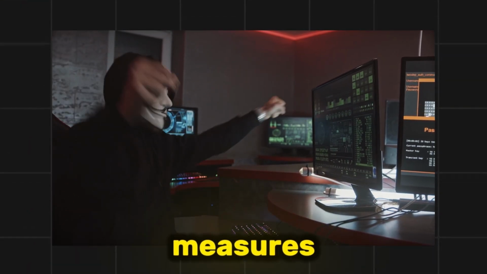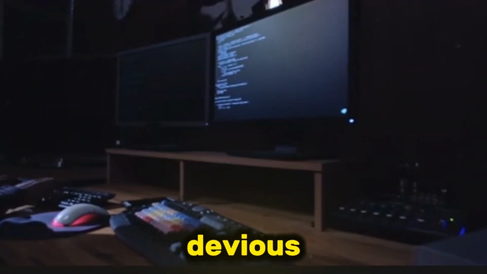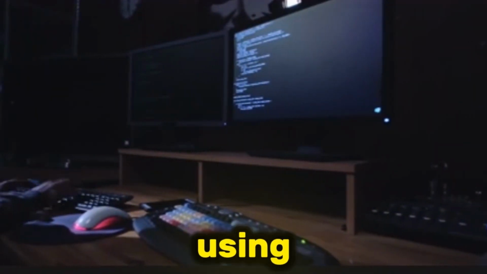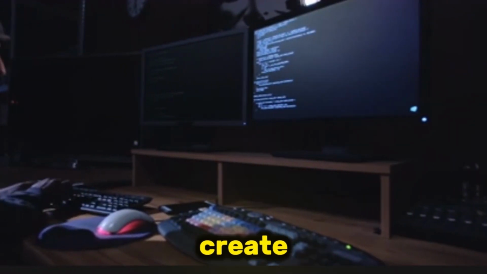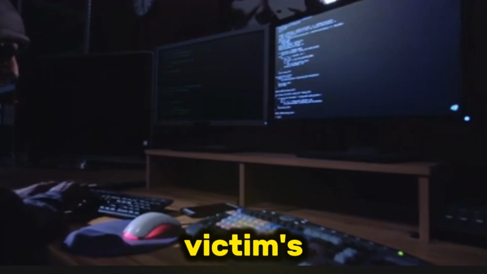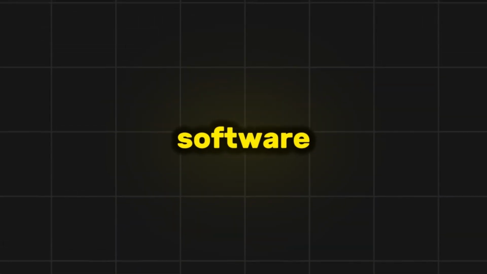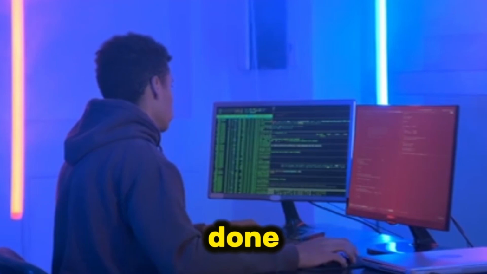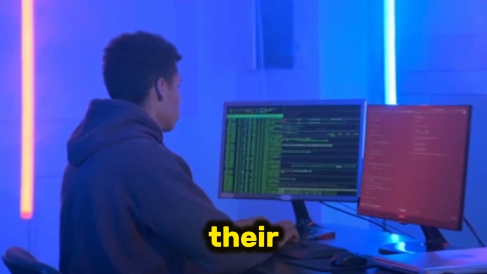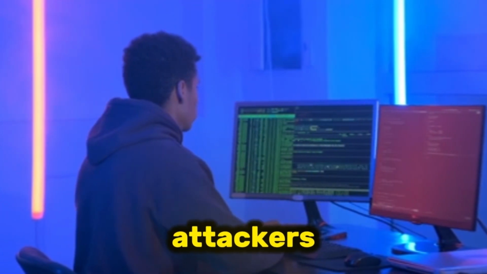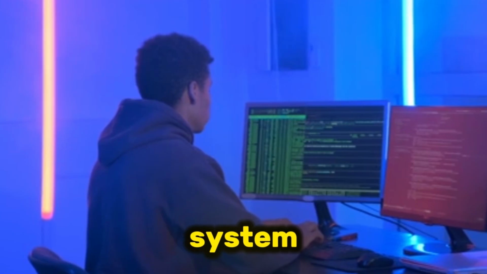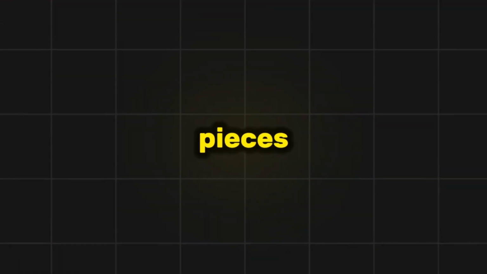One particularly devious tactic they've deployed involves using a tool called Zenity to create fake dialog boxes on the victim's computer. These dialog boxes are designed to look like legitimate system messages, often masquerading as updates for popular software like Firefox. This is done to trick the user into entering their password, giving the attackers even more access to the system. Volexity has provided several pieces of evidence that point in this direction.